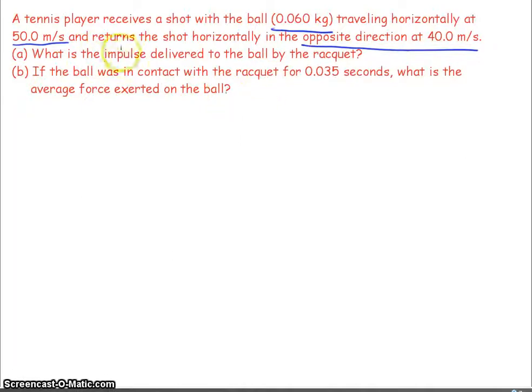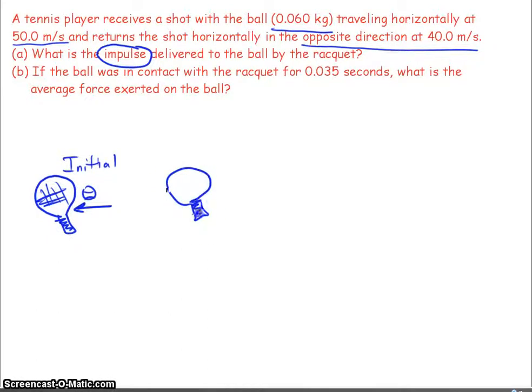Okay, so here's the key word in this problem, impulse. Since I know there's an impulse, then I know that I'm not going to be using my law of conservation of momentum, and I'm going to be looking at external forces acting in some way. So here's my initial picture of what's happening. I have a tennis ball coming in, and then at the end, I have a tennis ball going out in the opposite direction.